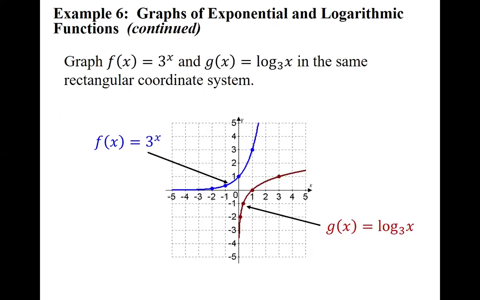Graph them both, and we see that they are symmetric about that line, that diagonal y equals x. So here's what the log looks like. It has a vertical asymptote of the y-axis, and instead of going through 1, 0, it goes through 0, 1. Sorry, instead of going through 0, 1, that's the blue point, it goes through 1, 0. That's the red point. X comes first.